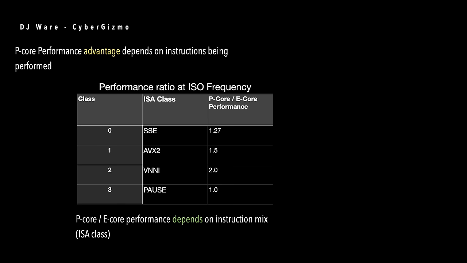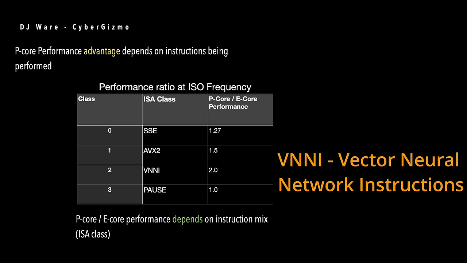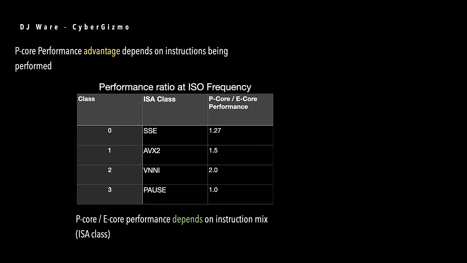Number two is an example where it's using the virtual neural network instruction. So in this case, it's an AI workload, and that might get a 2. What if the core is completely empty and not doing anything? Well, it might just get a 1 because it's paused and not doing anything at all.